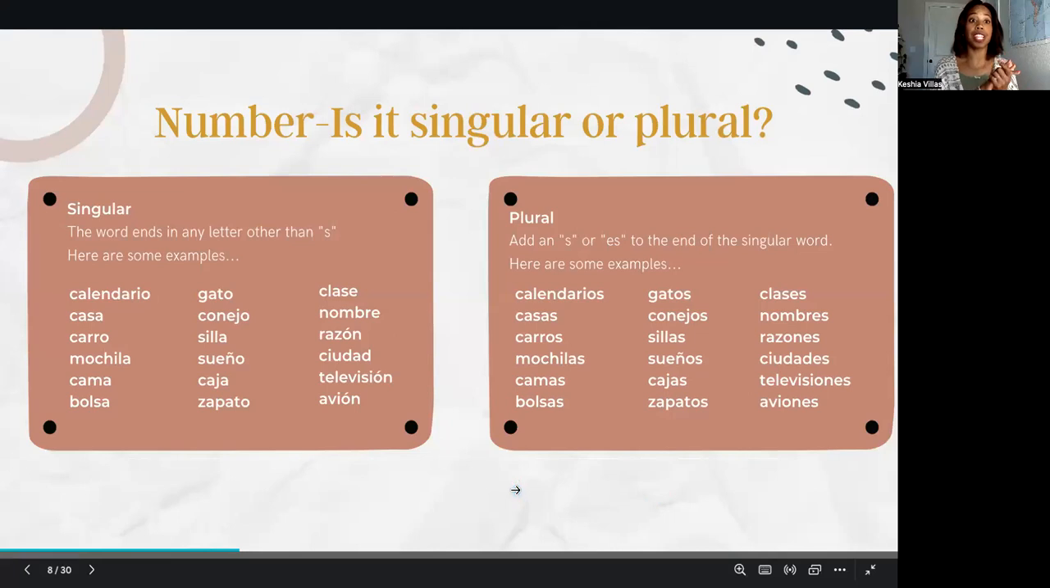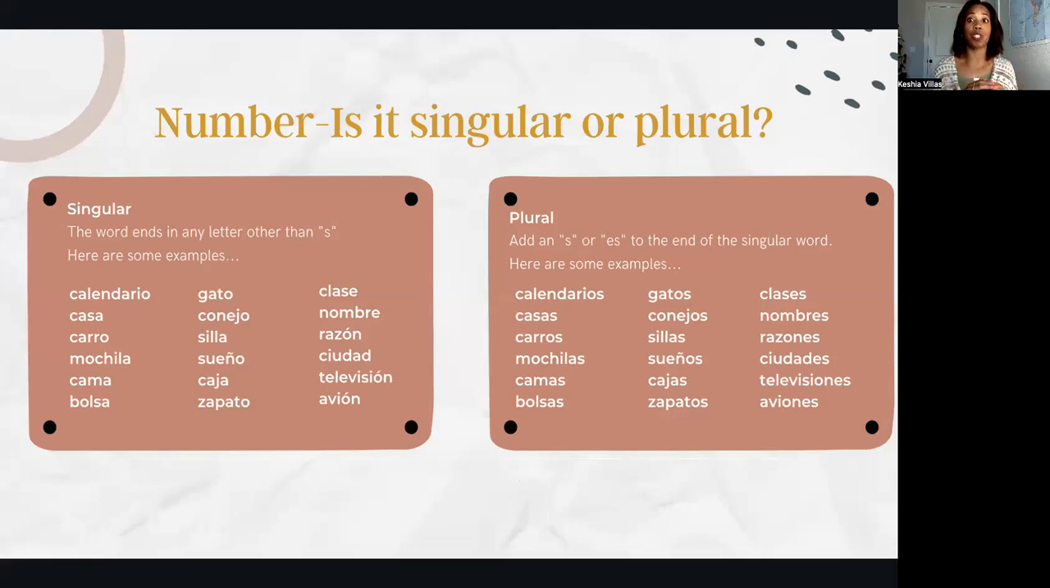So on the left-hand side, you're going to see singular nouns. We have a list of nouns here that we'll be working through over the next couple minutes, determining how to make them plural, and then determining how to add articles to those as well. I'm going to go through the singular words and just read them off to you and tell you what they mean.